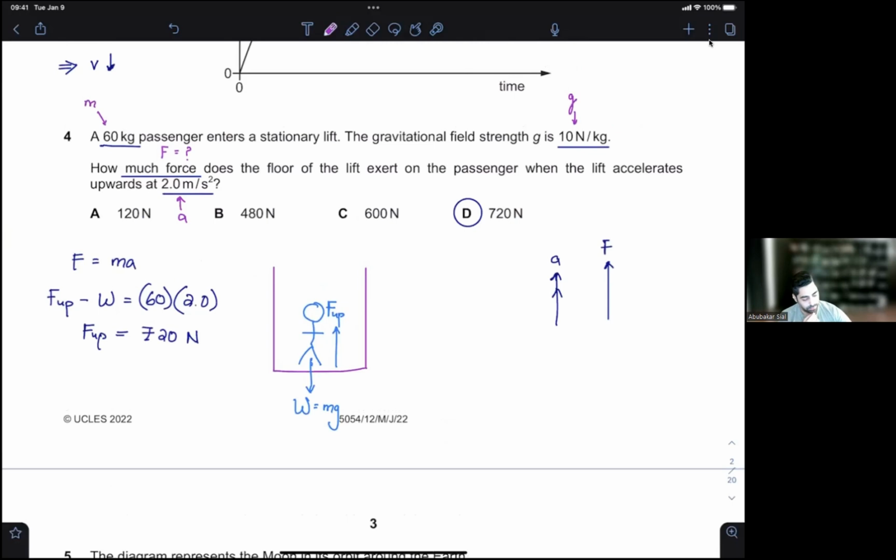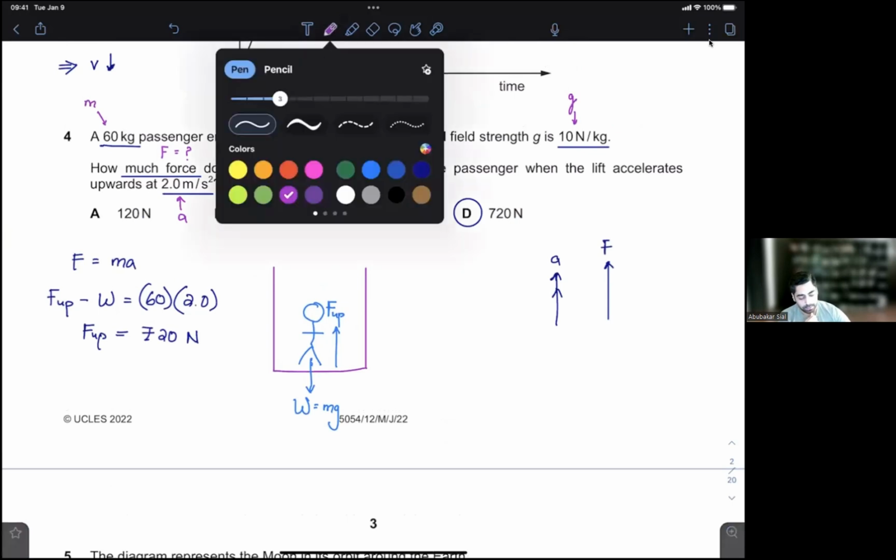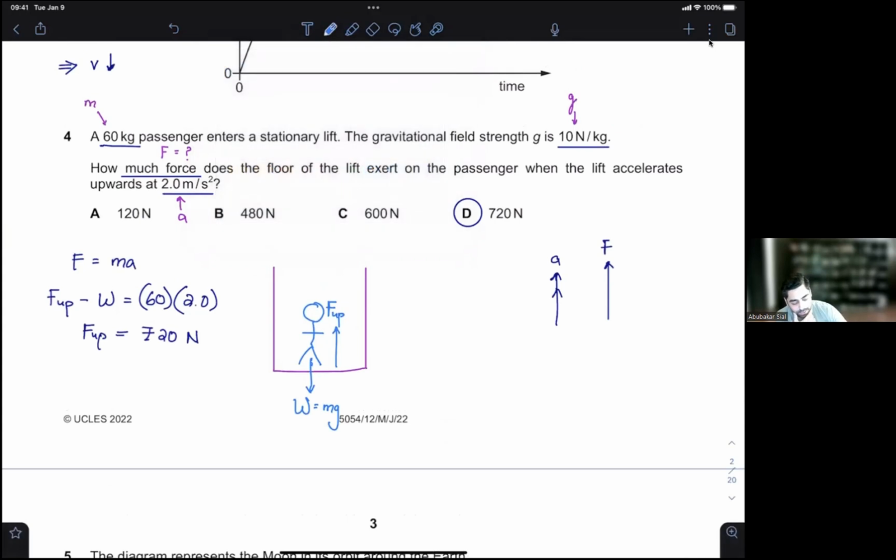Okay, so 6, positive, negative. Okay, just a small correction. If you were to do weight minus upward force, you'd actually end up with the wrong result. And I want to show you that. Weight is 600 minus upward force is equal to M times A, which is 120. So you see, if you were to do that, you'd actually end up with 480 newtons. And there you go. You'd pick the wrong choice.